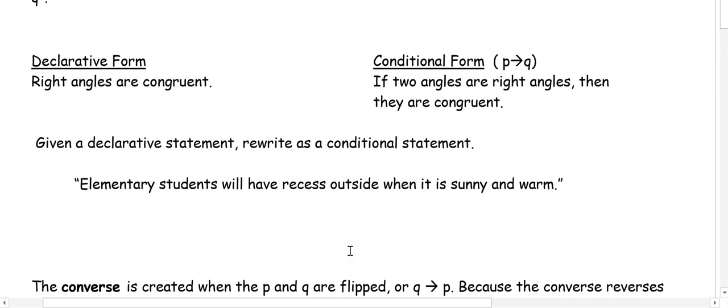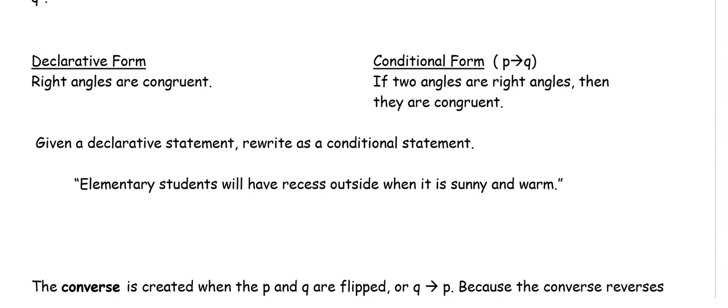So we have declarative form and we have conditional form. Declarative form just tells you how it is. Right angles are congruent. Conditional statements, though, have our hypothesis and our conclusion. So if 2 angles are right angles, then they are congruent. The hypothesis is the 2 angles are right angles. The conclusion is they are congruent.